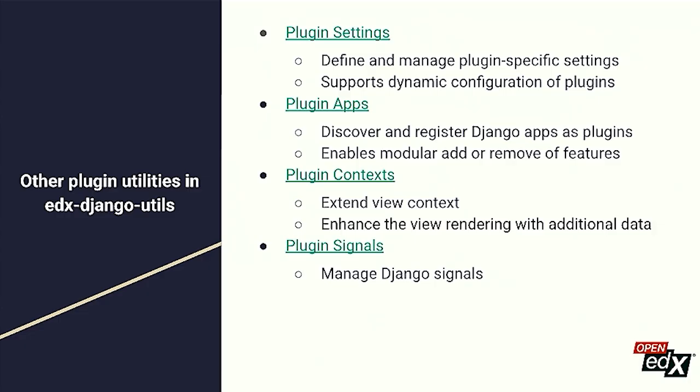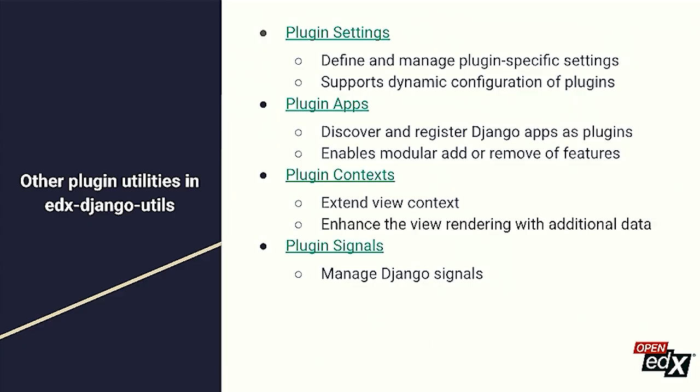So first, the plugin settings, which allows you to define and manage the plugin specific settings in your core project. Which means that it supports the dynamic configuration of the project. And with the plugin apps, you have the leverage to manage the discovery and registration of the plugin apps in your core project's Django installed apps settings, which means you are enabled to add or remove the modular pluggable features.